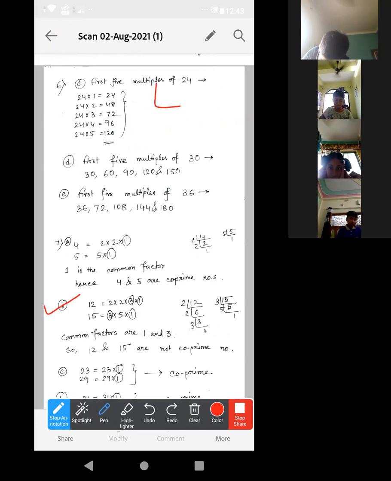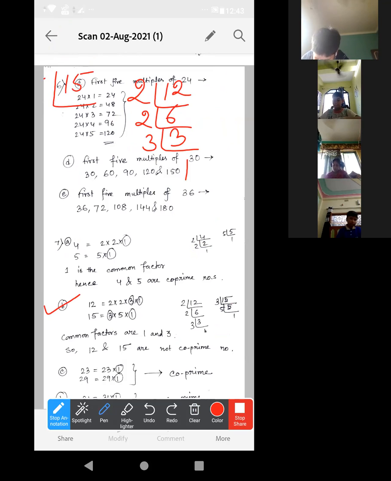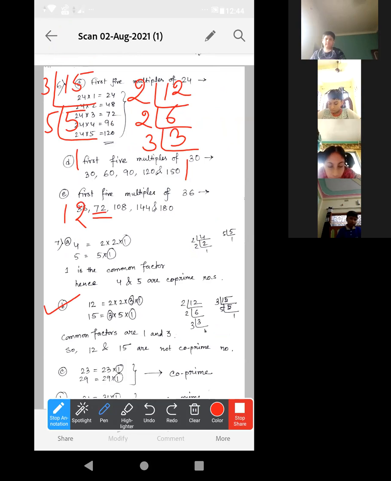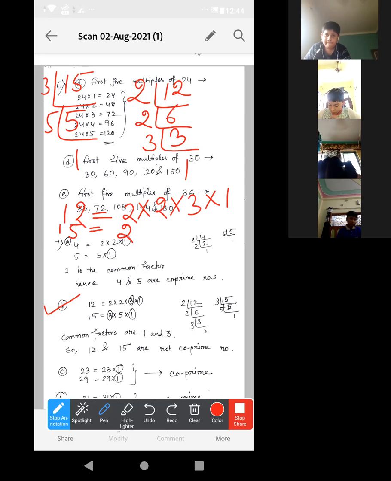12 and 15, let me break these two numbers into prime factorization. 2 sixes are 12, 2 threes are 6, then 3 ones. And what about 15? 3 fives are 15, then 5 ones. You can stop here, no issue. Now, 12 is equal to 2 into 2 into 3 into 1, and 15 is equal to 3 into 5 into 1.